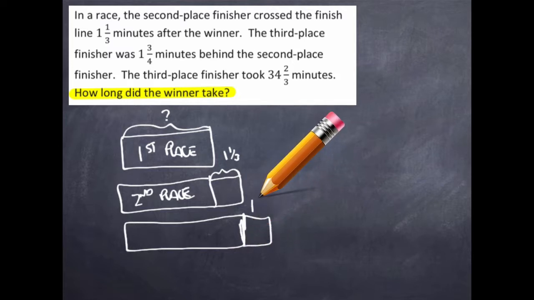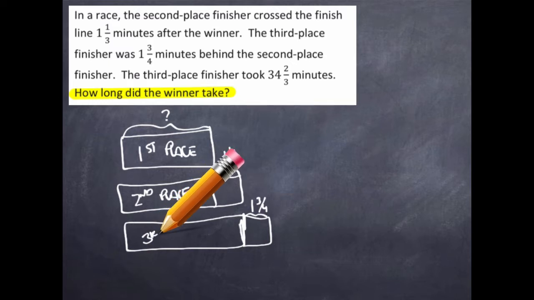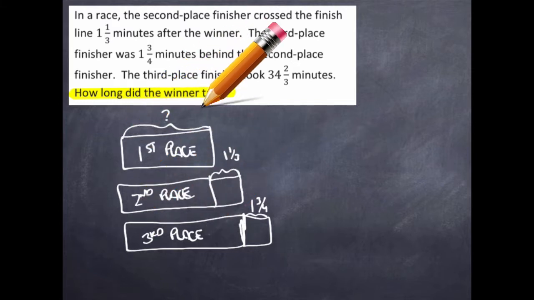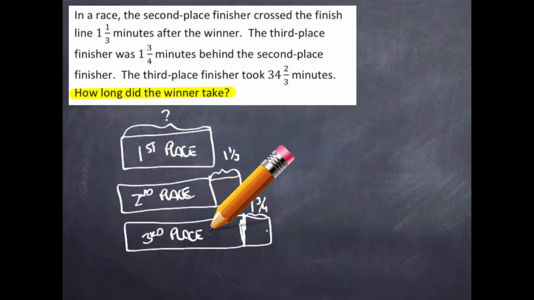So 1 3/4, that's what that little piece is going to be. All right, and that's my third place guy or girl. All right, easy enough. So first place, we don't know, but we know that second place took as long as the first place finisher plus this 1 1/3. And then our third place finisher took at least as long as the second place finisher plus 1 3/4.